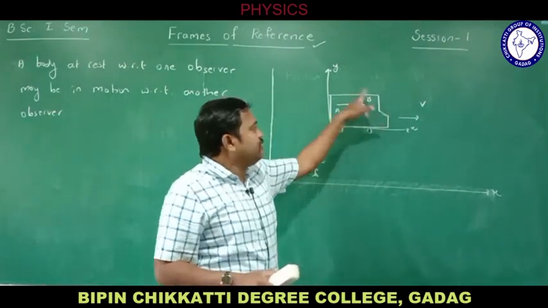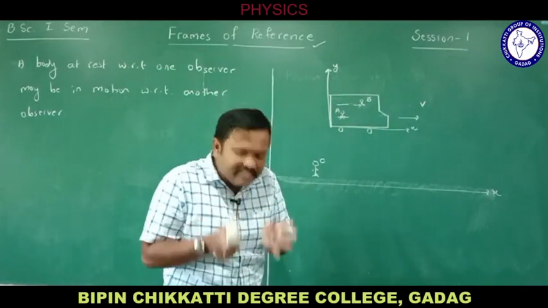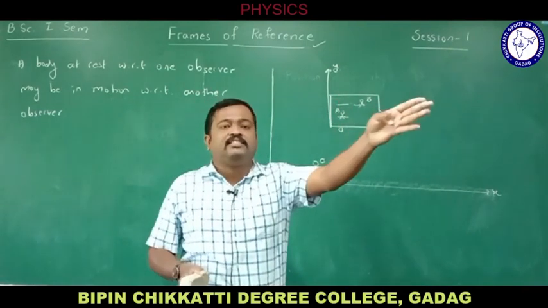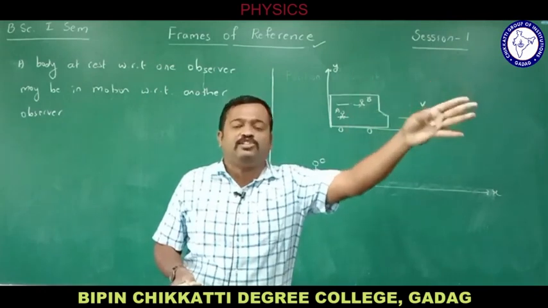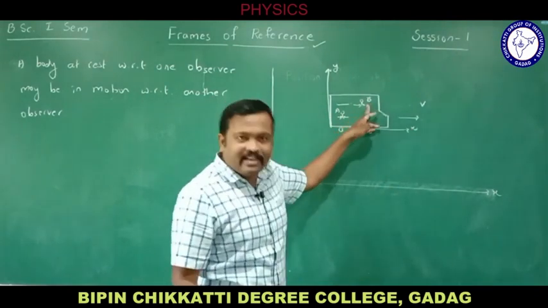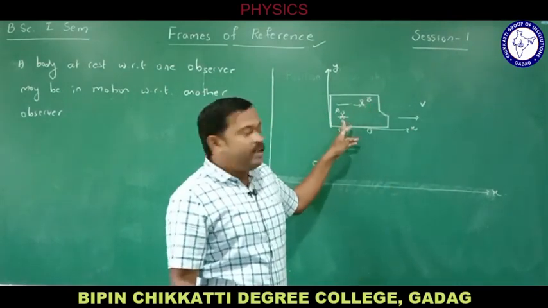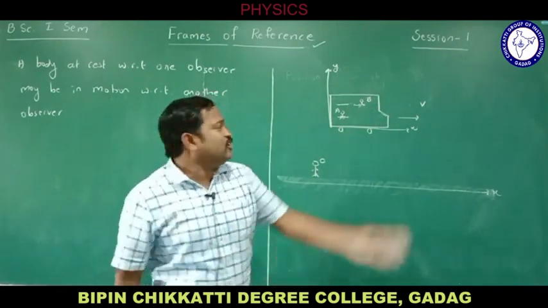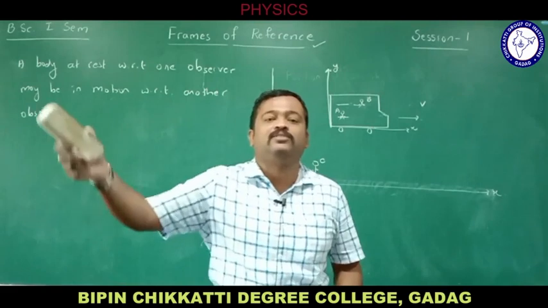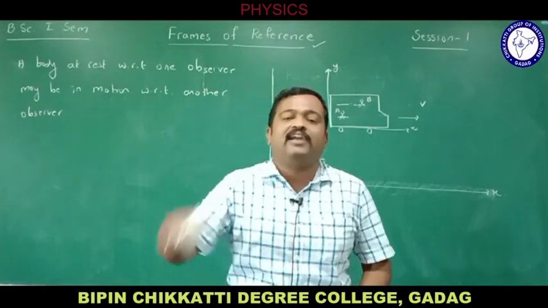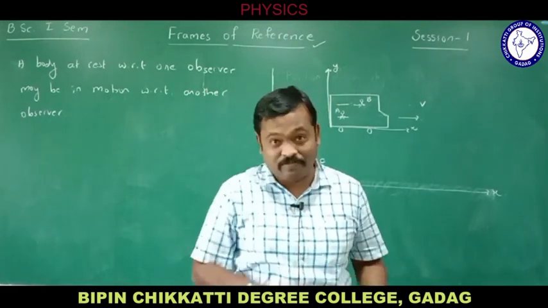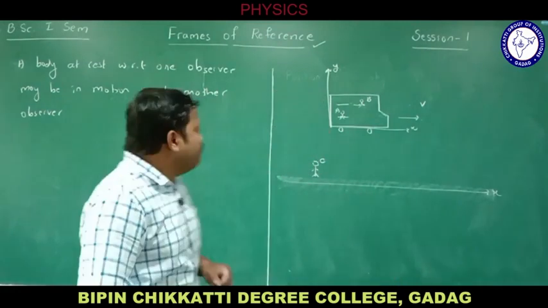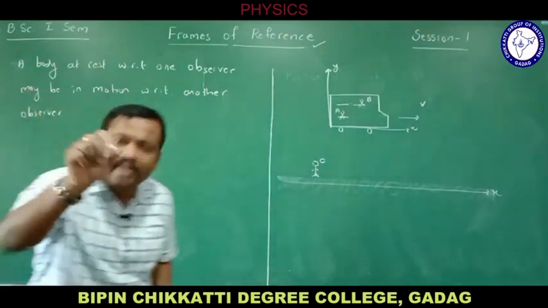A is seeing inside the bus, right? He is sitting inside the bus and seeing B, and he says that the position of B is not changing with respect to time. B is at rest with respect to observer A, but B is in motion with respect to observer C. Means the object is the same, but one is feeling that he is at rest, another one is feeling he is in motion. That is why we say motion is a relative concept.